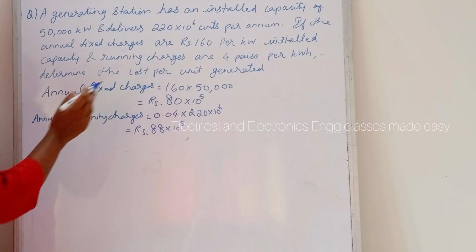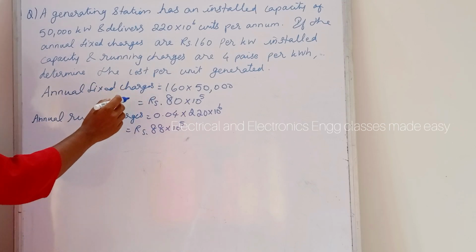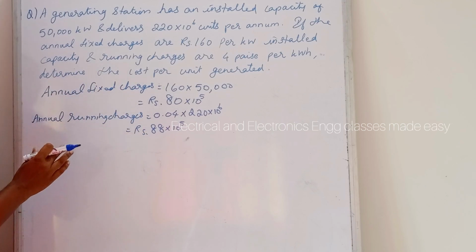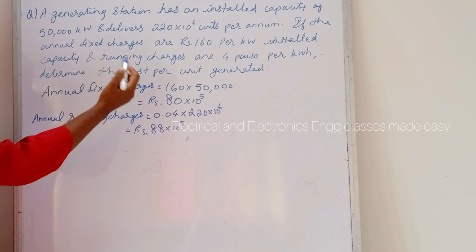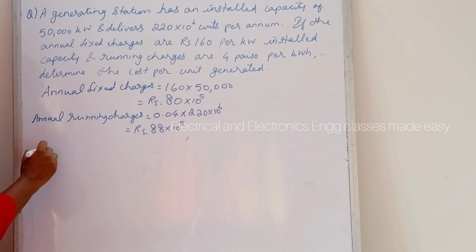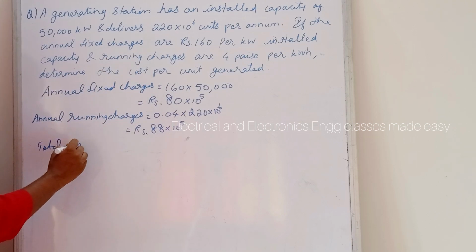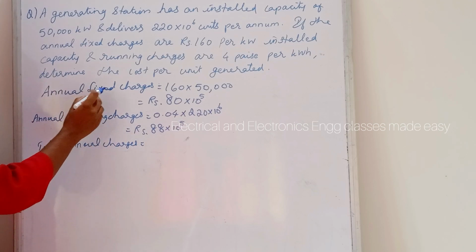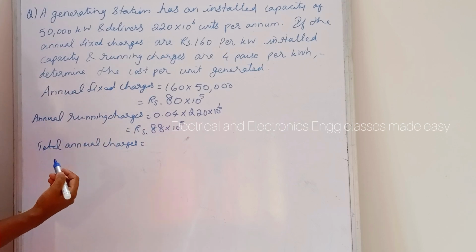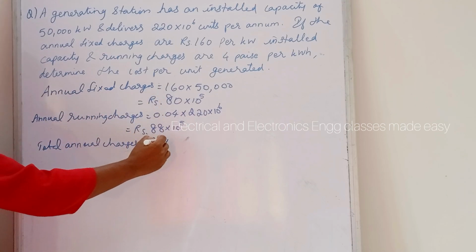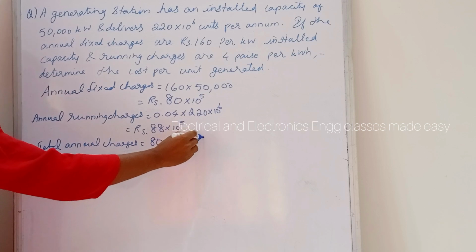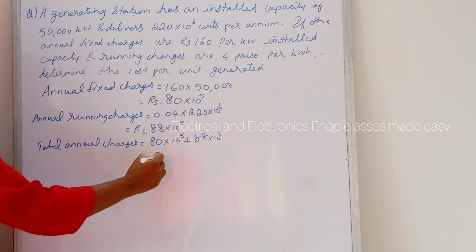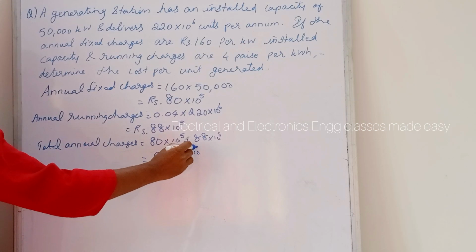Now we can find the cost per unit generated. Cost per unit generated means we have to find the cost. So total annual charges is equal to annual fixed charges plus running charges, that is 80 into 10 raised to 5 plus 88 into 10 raised to 5, and that is equal to rupees 168 into 10 raised to 5.